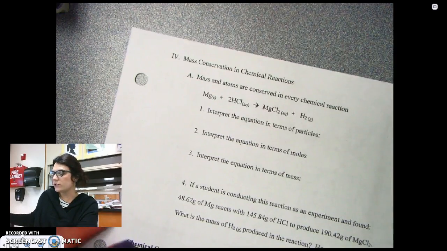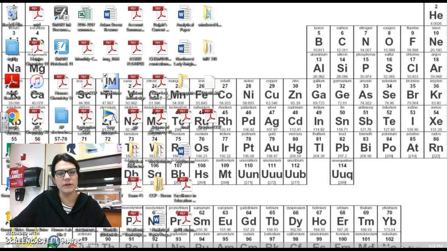Okay, all right, so the next page, let's look at mass and chemical reactions. Oh, I lost my screen.